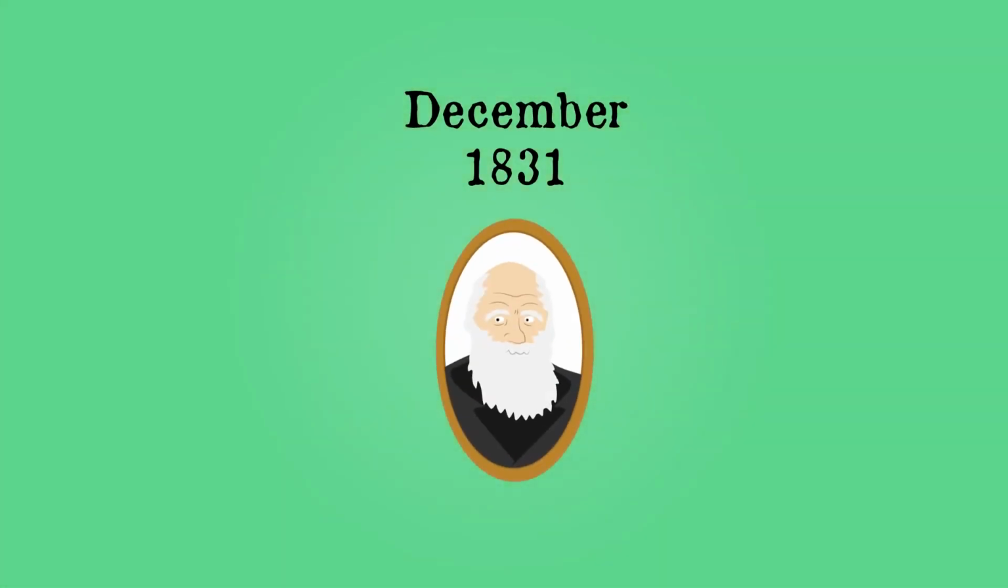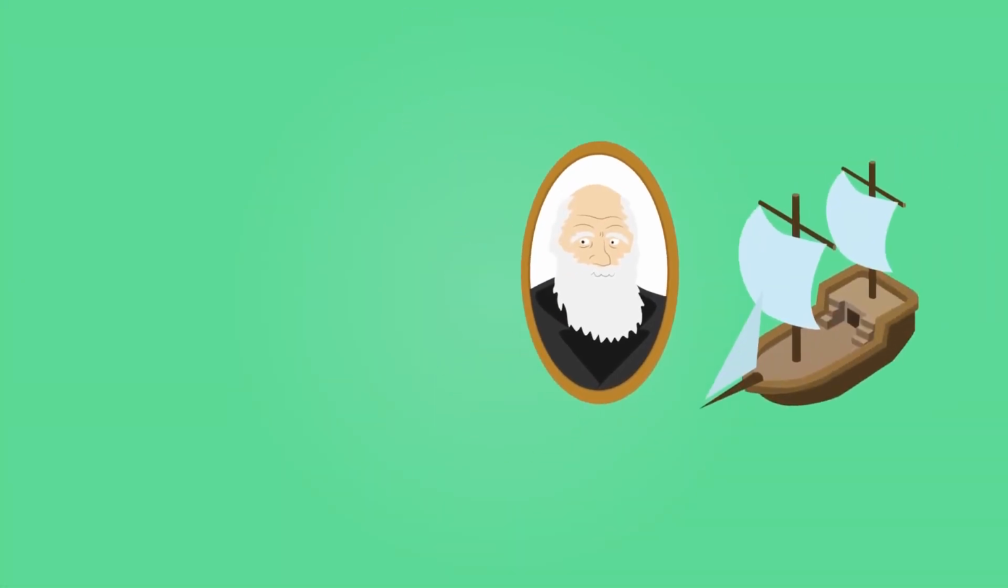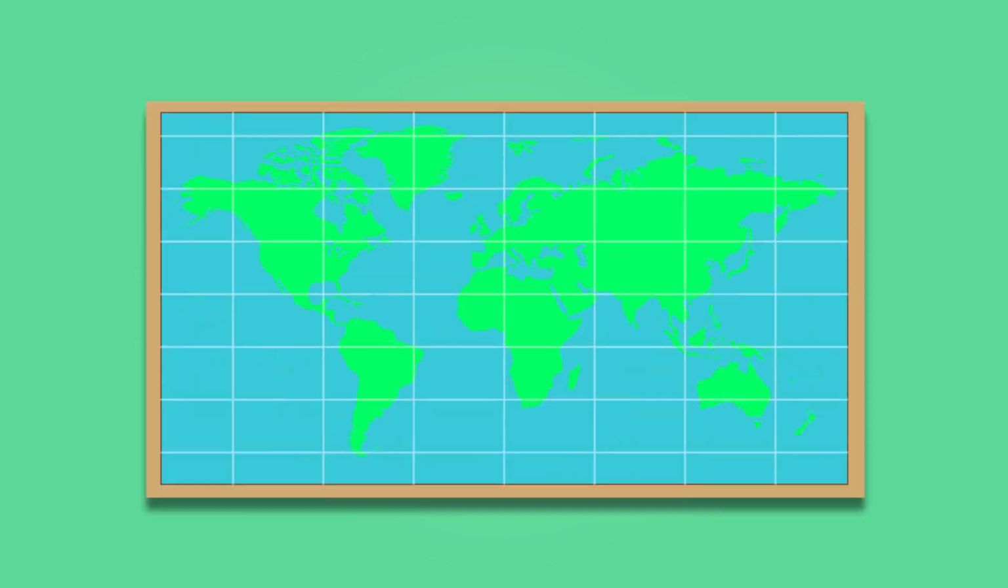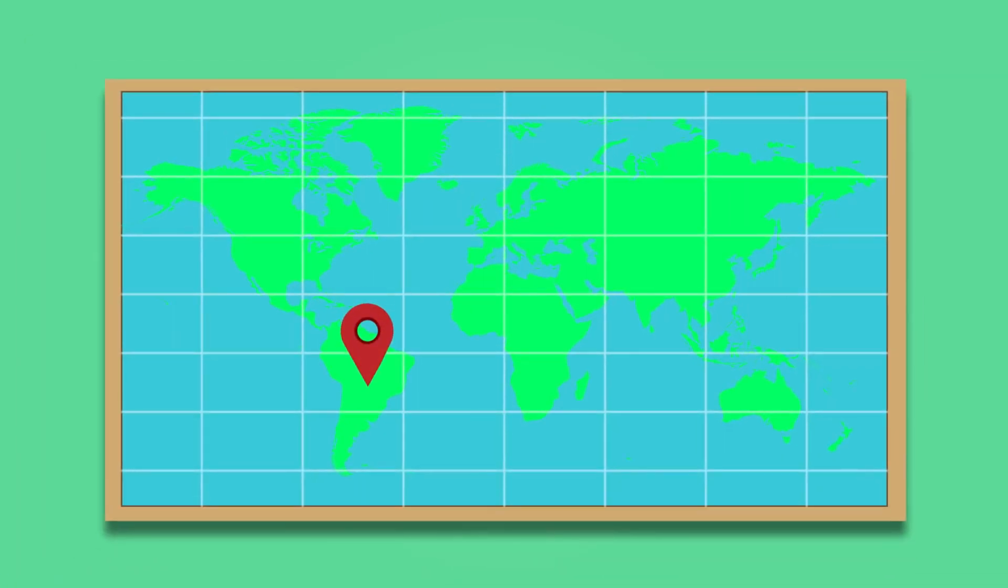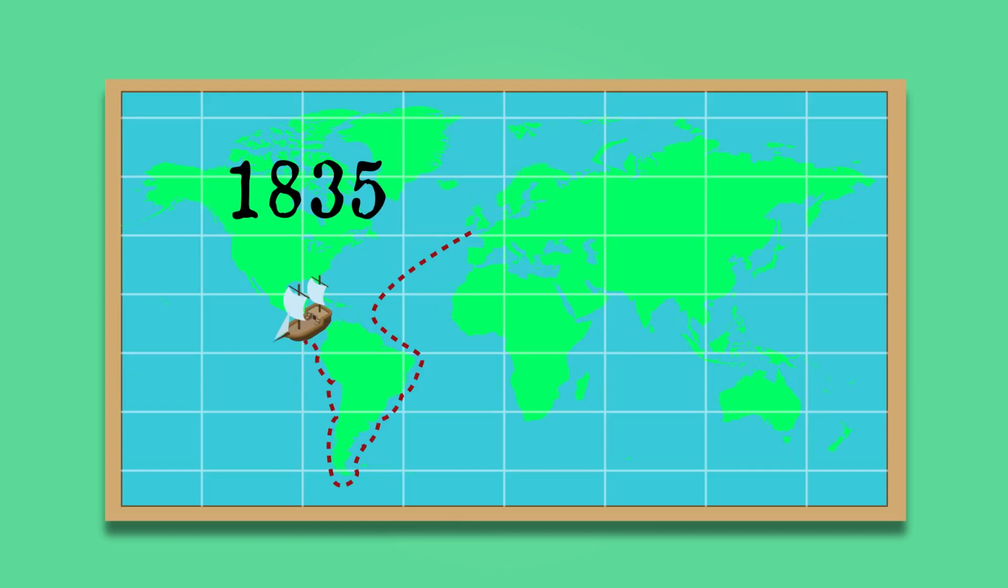In December 1831, a naturalist called Charles Darwin boarded the HMS Beagle bound on a surveying voyage to South America. Whilst the ship and crew carried out coastline surveys, Darwin was free to explore the islands en route. In 1835, the Beagle arrived at the Galapagos Islands near Ecuador. What Darwin found there surprised him greatly.